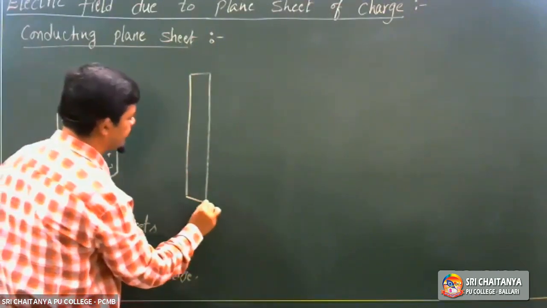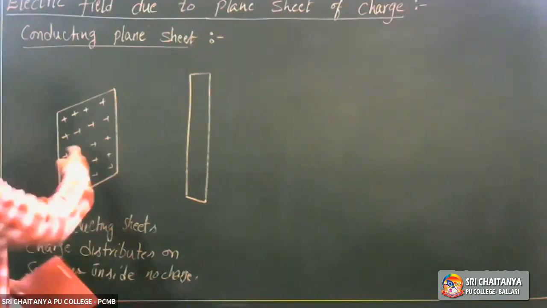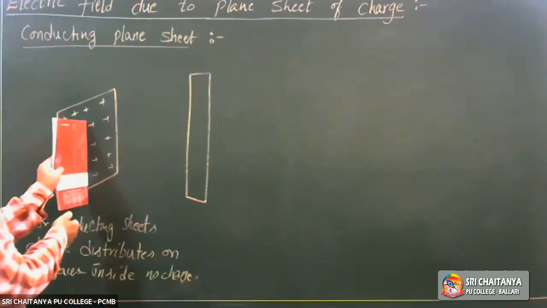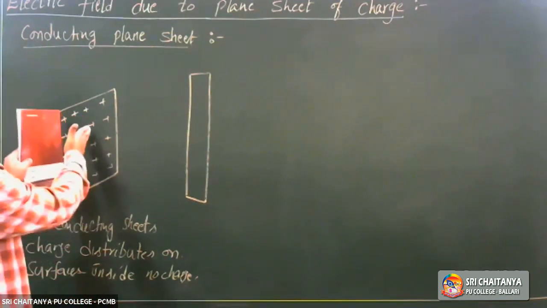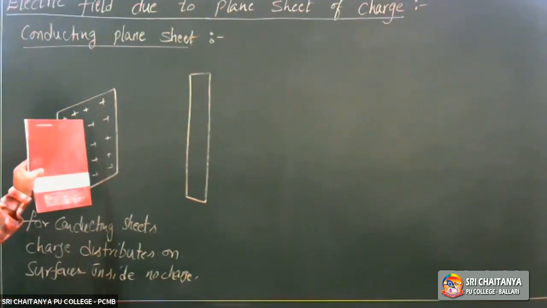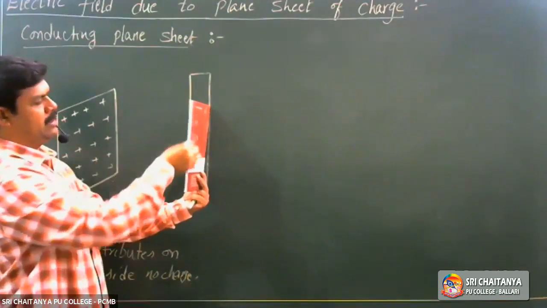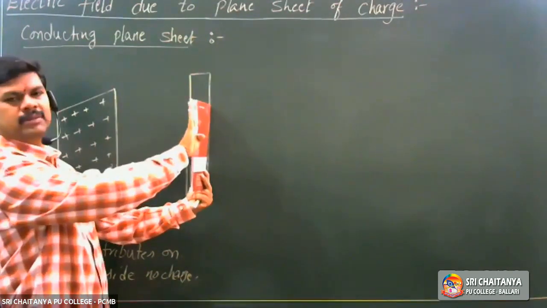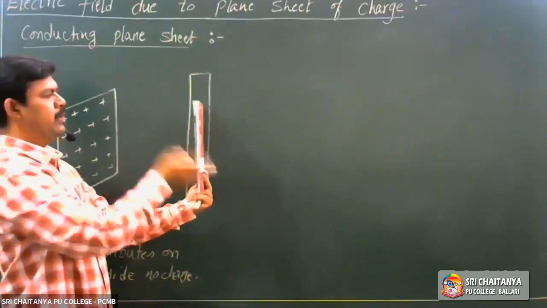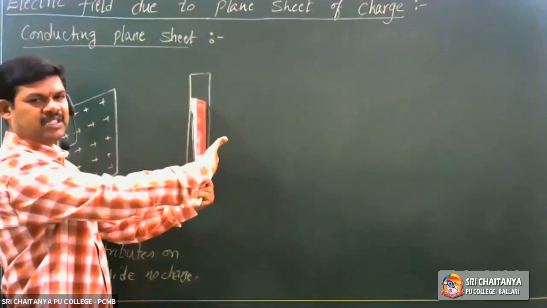Side view. Side view in the sense, generally if the sheet is like this, this is the view on the recording board. See, this appears to you. This side won't appear. But if I keep it like this, it is the cross-sectional view or side view. So this side charge and this side charge is present.